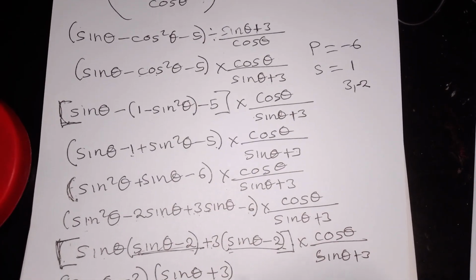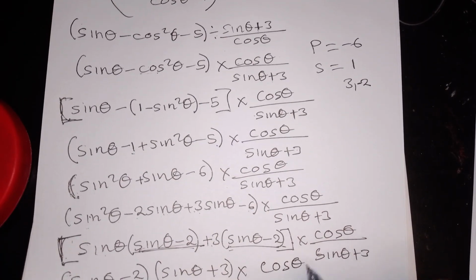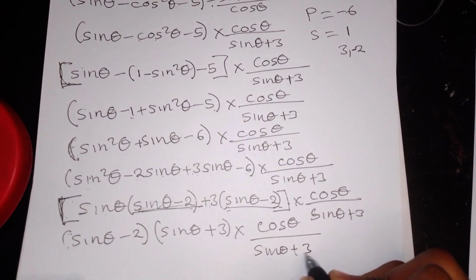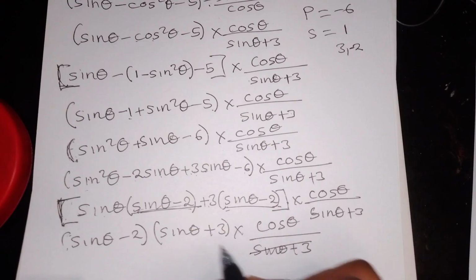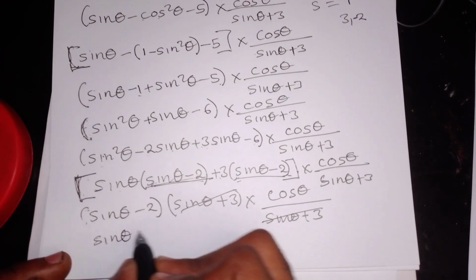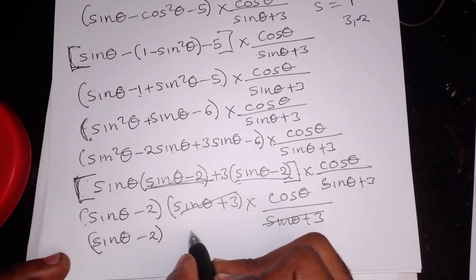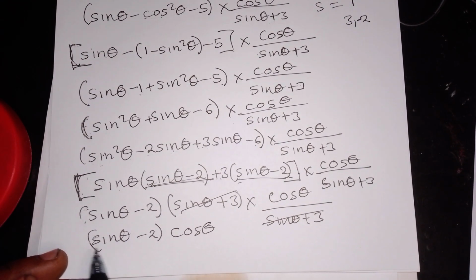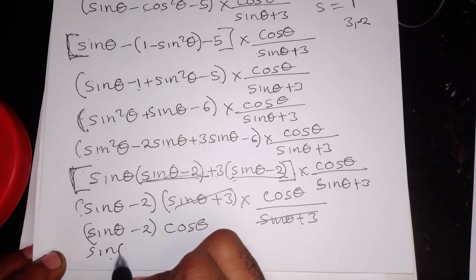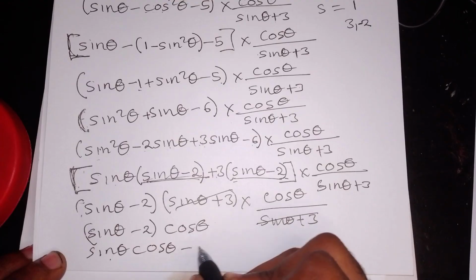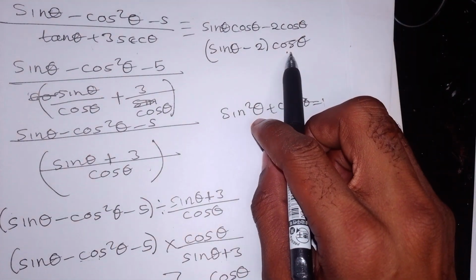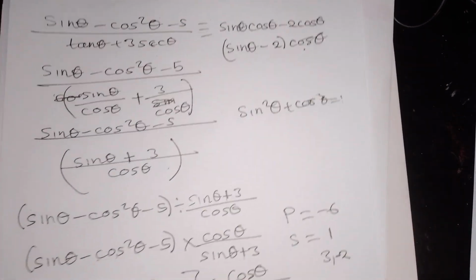Yes. And then cos theta over sine theta plus 3. So now you can cancel this with this so that you remain with sine theta minus 2 multiplied by cos theta. And then now you can expand this, which will give you sine theta cos theta minus 2 cos theta, which is this thing here, as required.